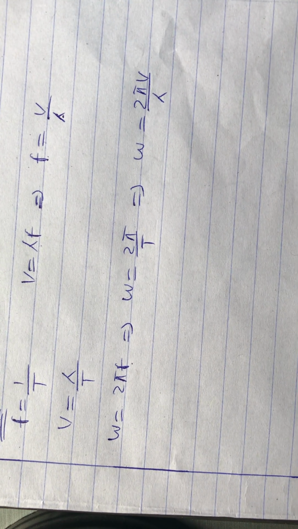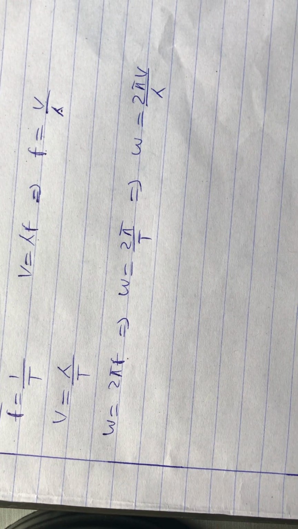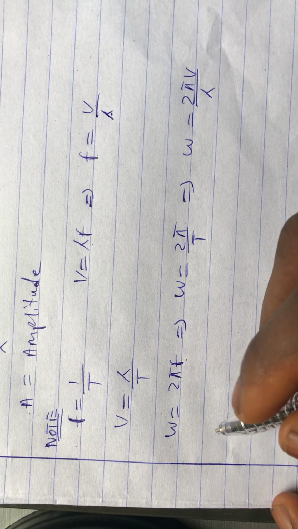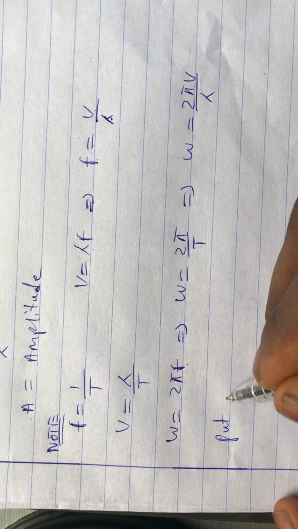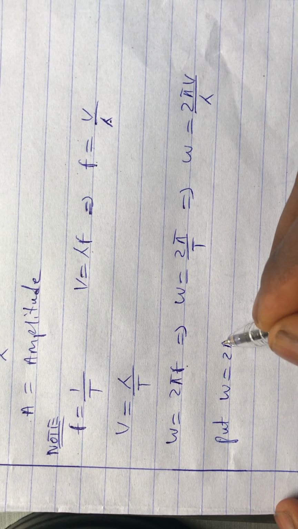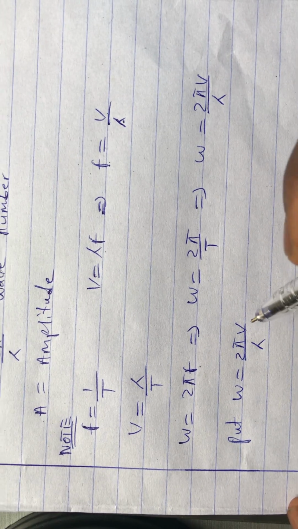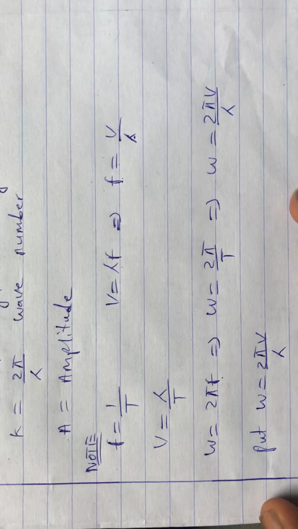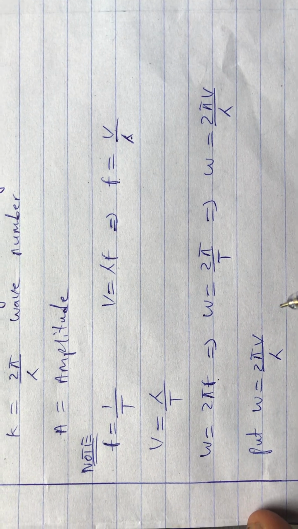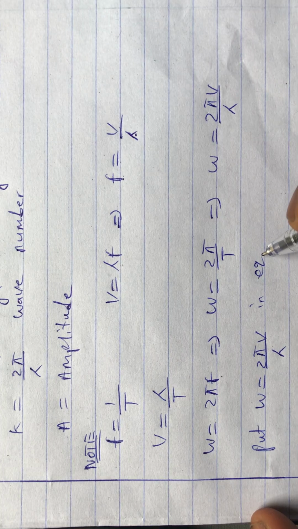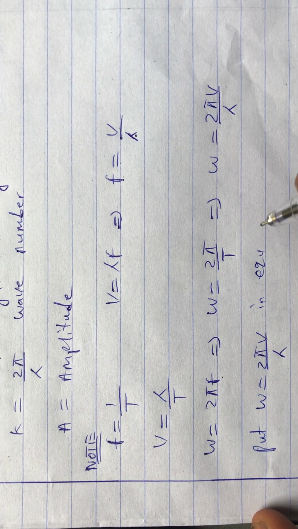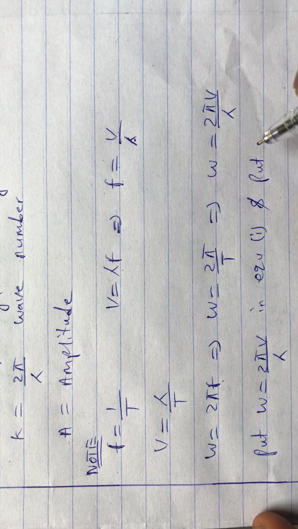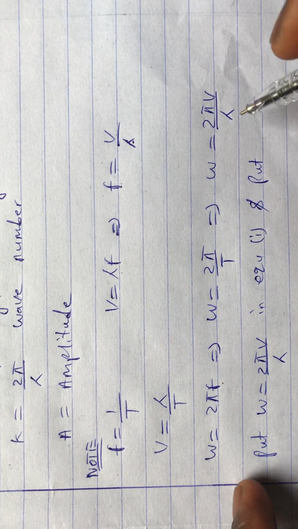Now, let's take this as our equation 1. Put w equals 2 pi v all over lambda in equation 1, and also put your k.